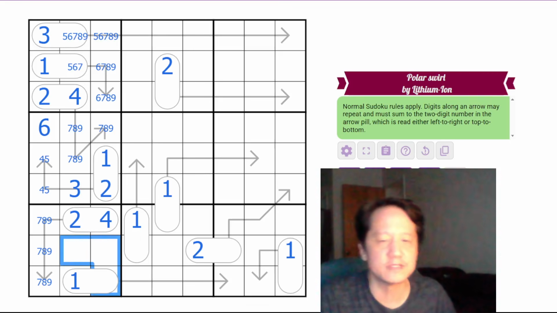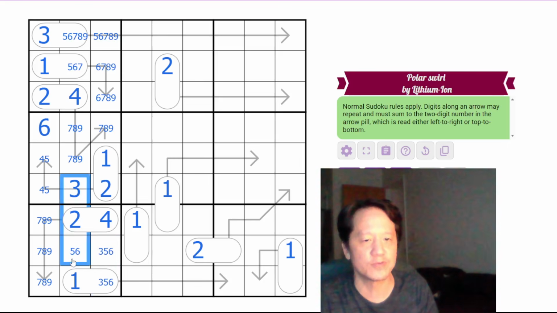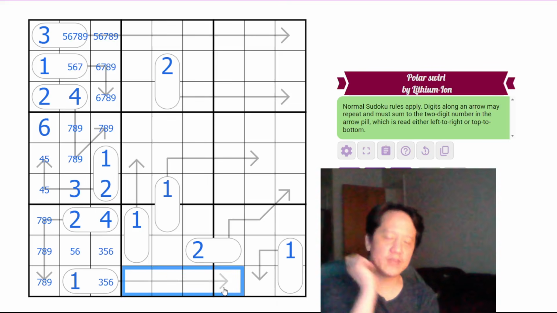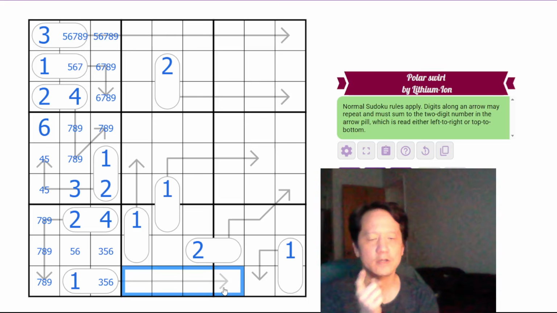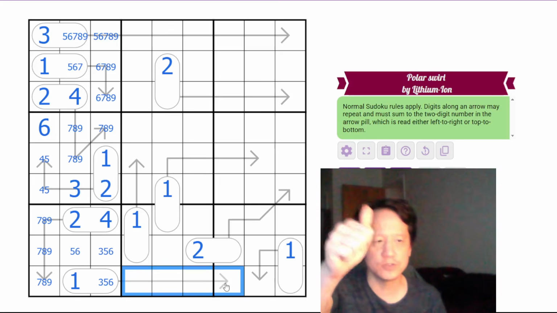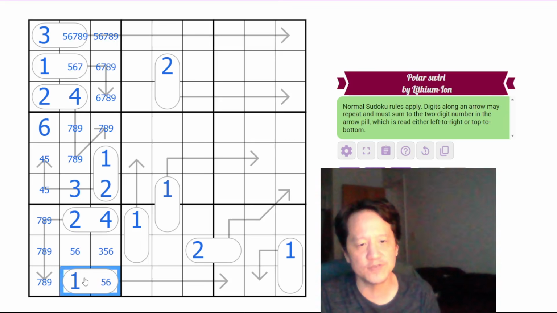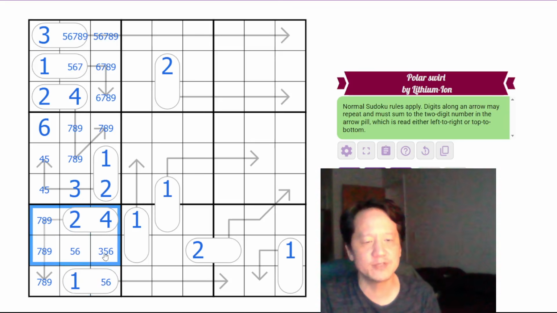Remaining digits in this lower left-hand box are 3, 5, and 6. There's no 3 here because of 3 in the column. These 4 digits cannot include a 1. So they cannot be 13. It has to be at minimum 2, 3, 4, and 5, which adds up to 14 at least. So this is 15 or 16. We have a 5, 6 pair in this lower left-hand box, which eliminates 5 and 6 in the rest of the box. This cannot be 5 or 6. It's 3.